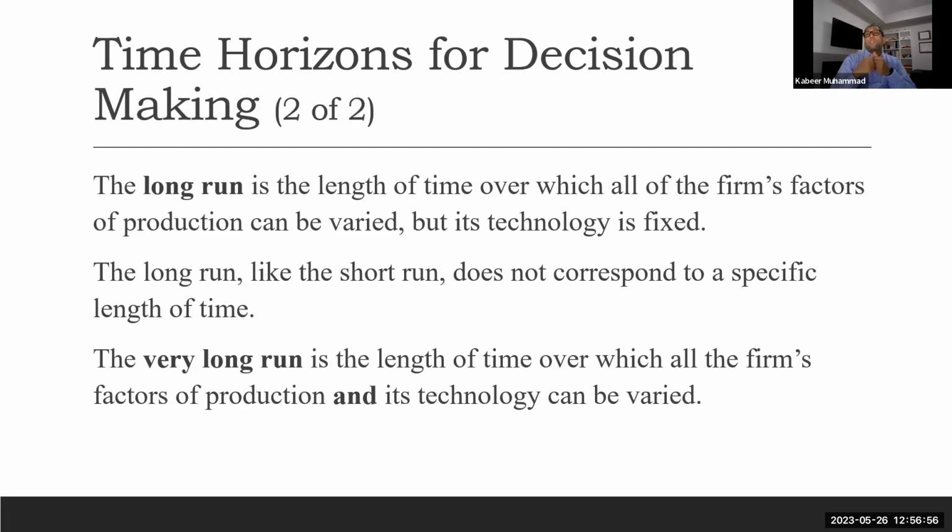A very long run is a time in which the technology is also changing. Like we can see during the last 10 years, the very long run is very short in the sense that in 2 or 3 years, new technologies are coming and the whole model of the business is changing. So we can say that a very long run, during the last 10, 20 years, is about 2, 3 or 4 years in which the whole industry is revolutionized and the technology is changed.